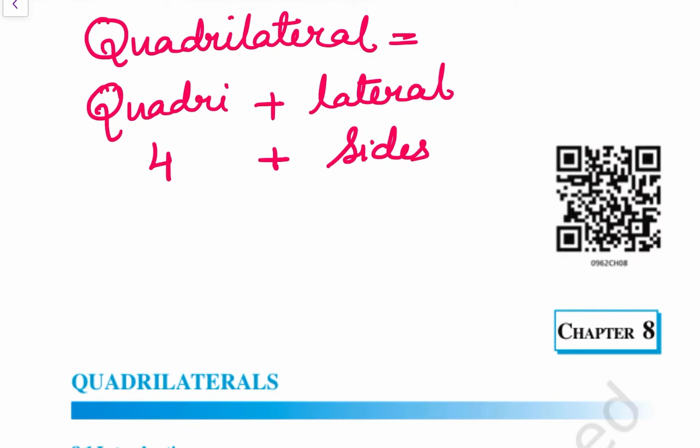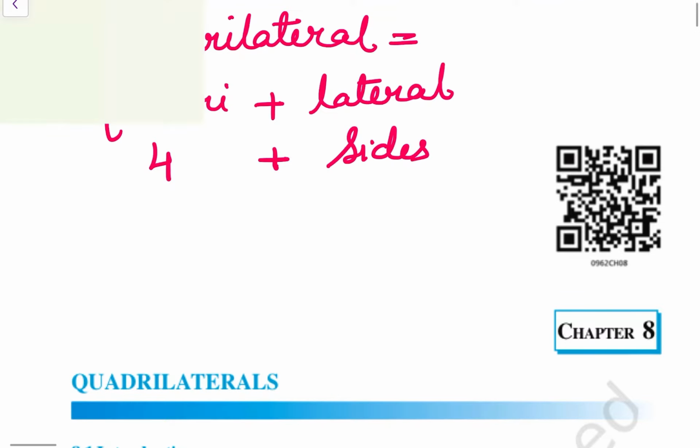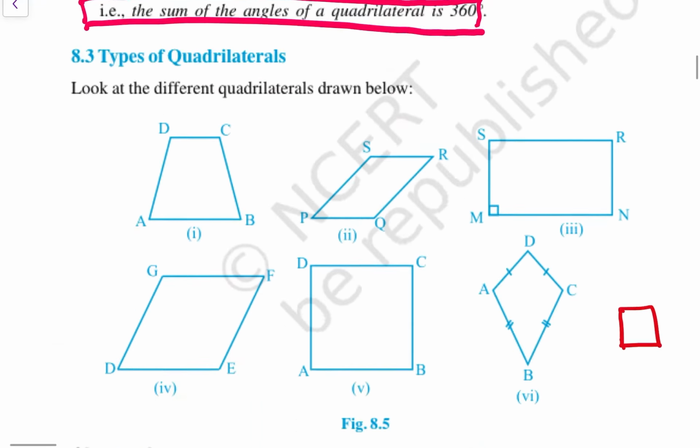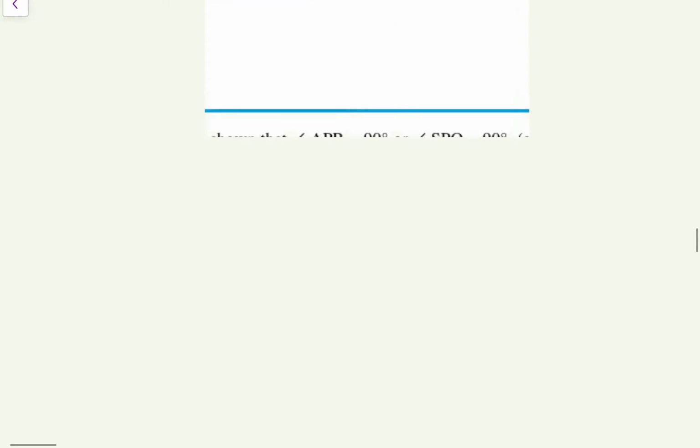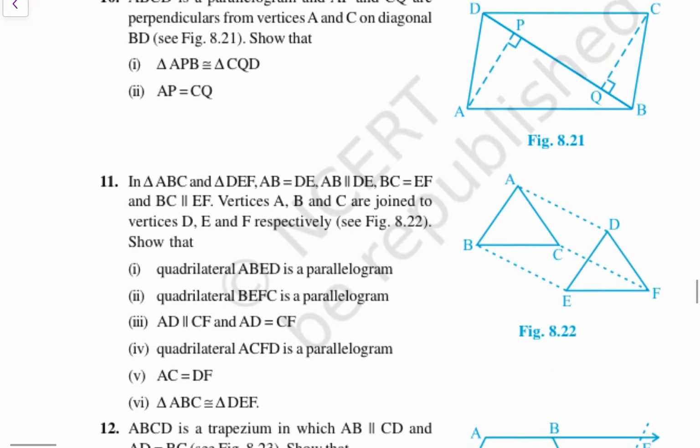E-Maths class, Fatima Convent High School, myself, Dipali. Chapter 8, Quadrilaterals, Class 9. In this session, we are going to do exercise 8.2.